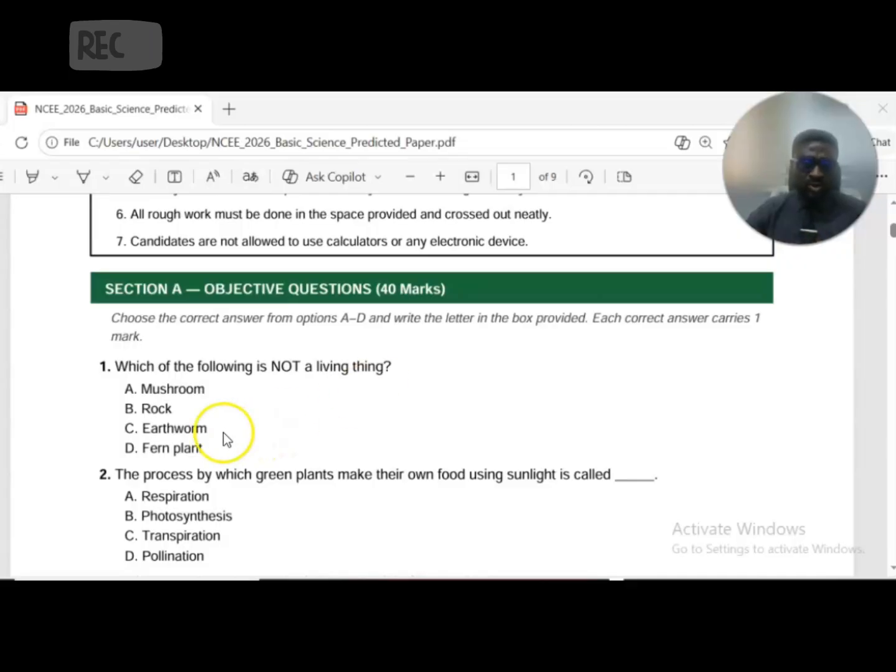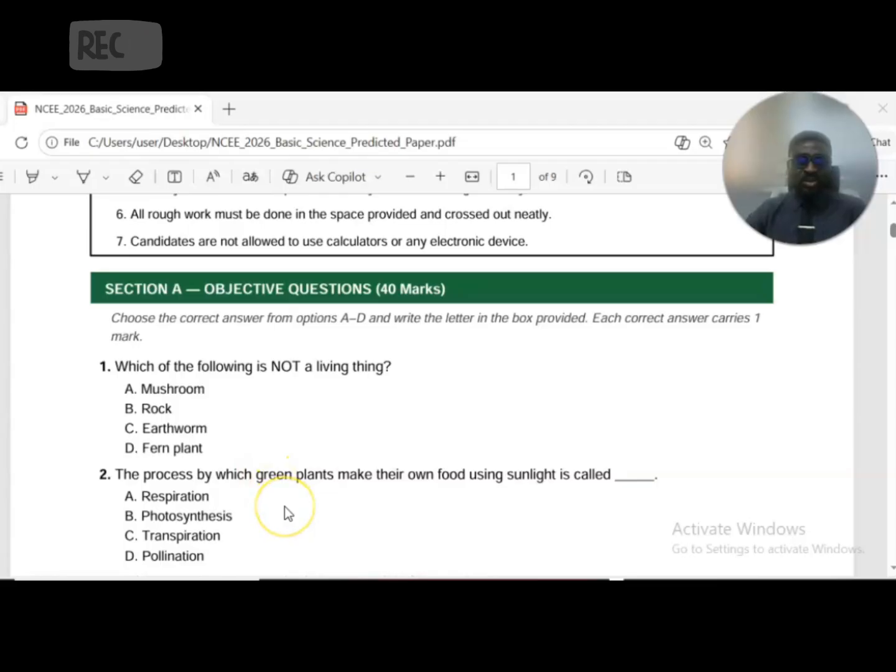So can you figure that out quickly? Is it mushroom, rock, earthworm, fern plant? Of course, the answer is option B, rock. Rock is an inanimate object, or you can call it a non-living object because it does not possess life in it. But mushroom possesses life, earthworm possesses life, fern plant possesses life; they belong to the plants and animal kingdom.